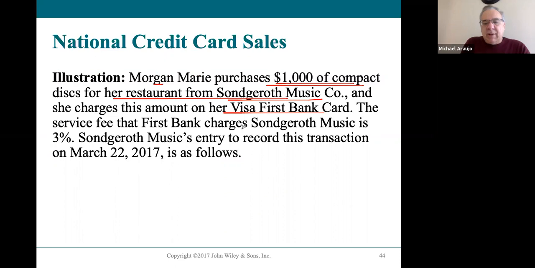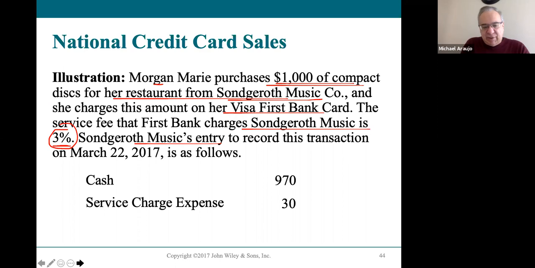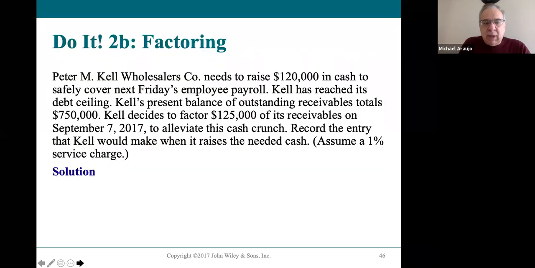Sonderoff Music pays a 3% service fee every time a customer uses the cards there. So Sonderoff Music is going to record this as a cash sale of $970 on $1,000 revenue. And they're going to expense the $30 fee as a service charge expense. Okay. And that's basically how credit card sales are viewed.